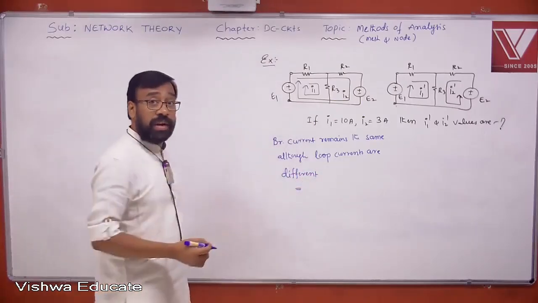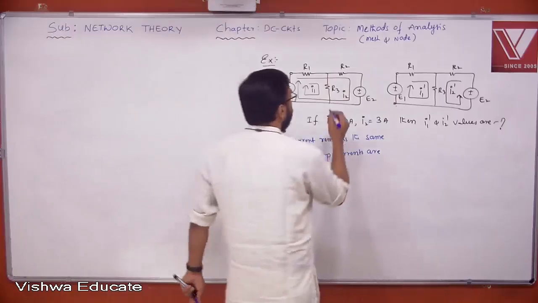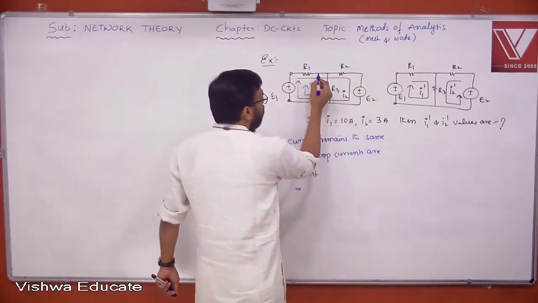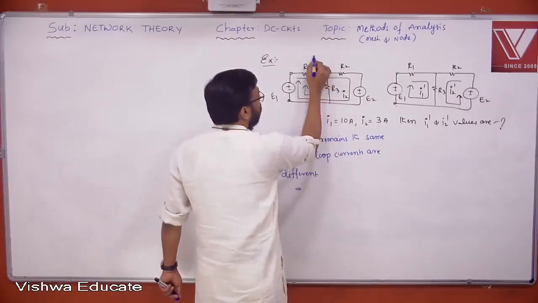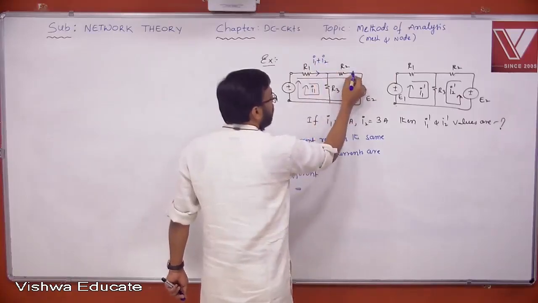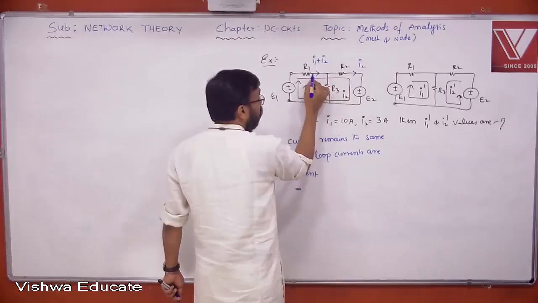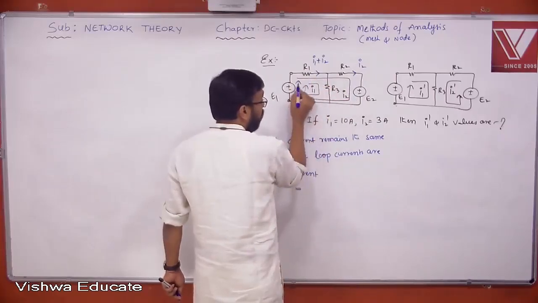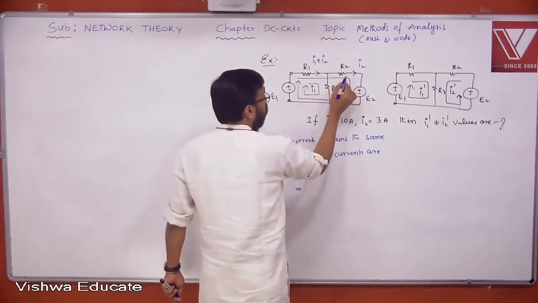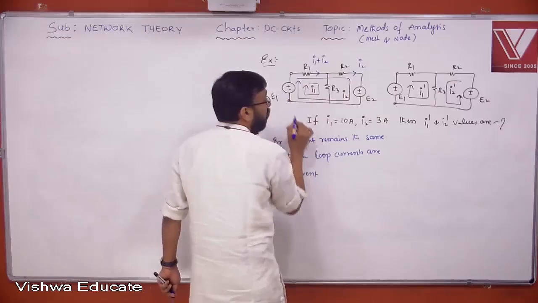Loop currents are different. Now you can see here, what is the branch current here? This is I1 plus I2. What is the branch current here? This is only I2. Yes or no? Because this belongs to both the first loop and the second loop according to this representation, and this belongs to only the second loop.